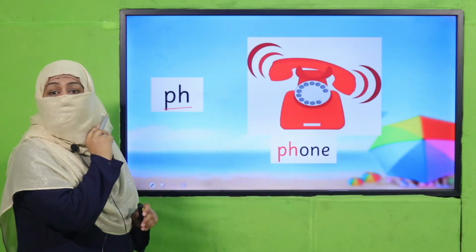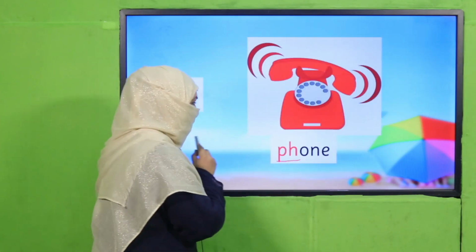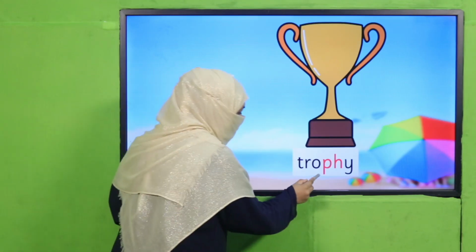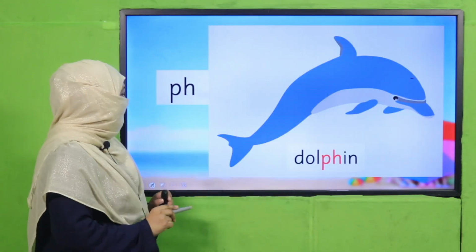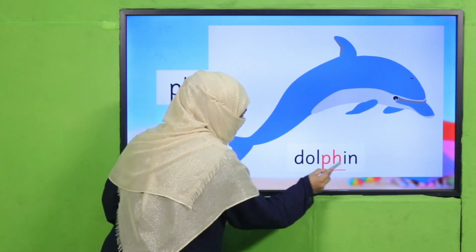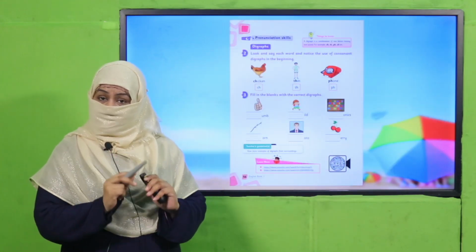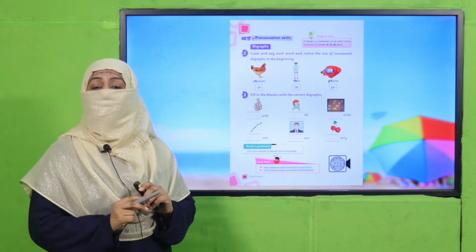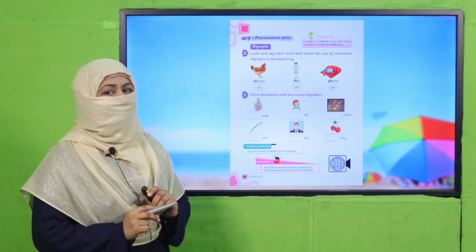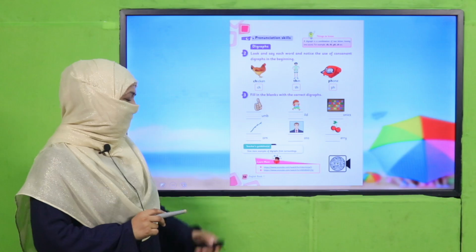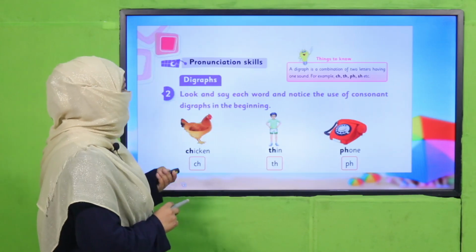PH, what is the sound? F sound, as in fawn, as in trophy, all right? As in dolphin, right? So, this is how we identify, we locate a digraph in a word and then we pronounce it. Are you clear with the concept? Okay, let's see what your book says about it.